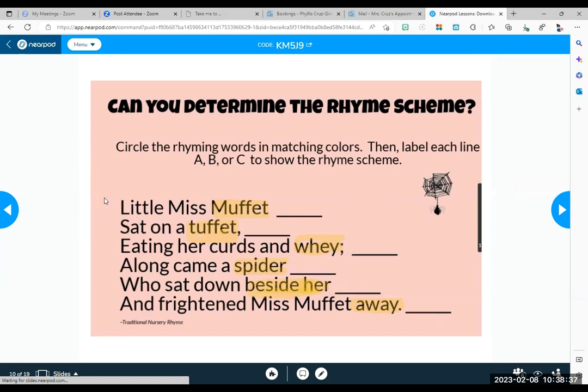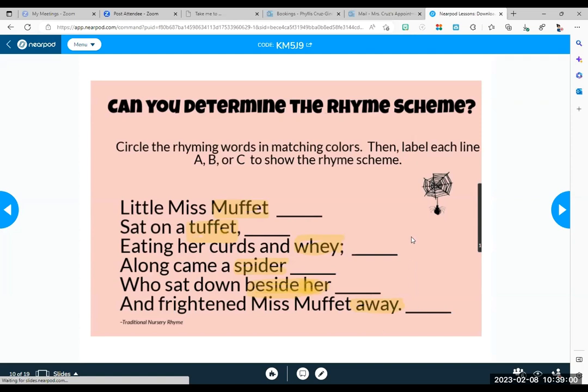Now, if I could, I would erase every other word on the poem except the last syllables or words. So let's just kind of focus then. I can't erase them. So let's focus. I highlighted them for us. Muffet, tuffet. Way, spider, beside her, away.